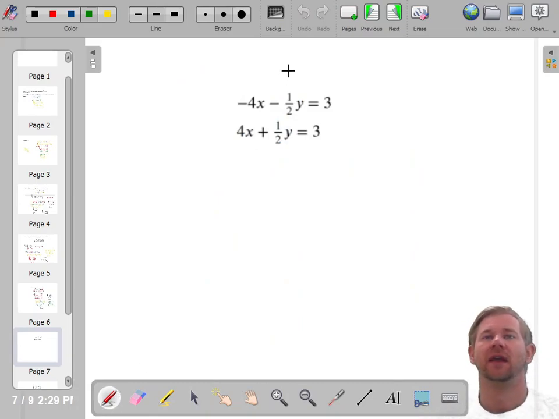Let's try another one. Okay, both of these have denominators of 2. So in both problems, I'm going to multiply everything by 2.